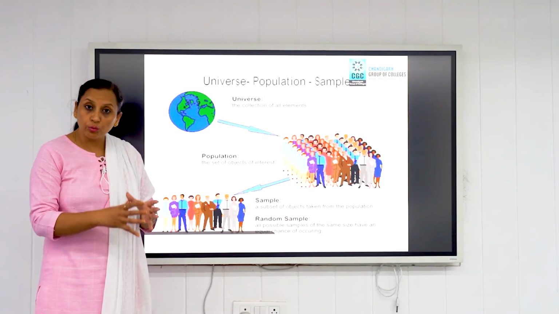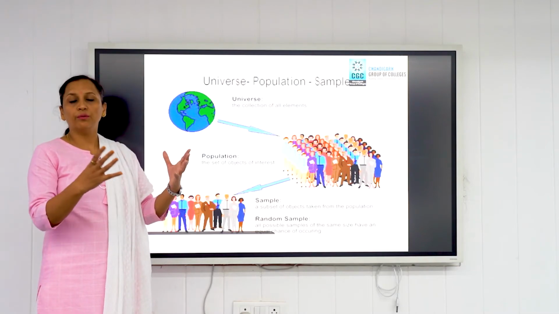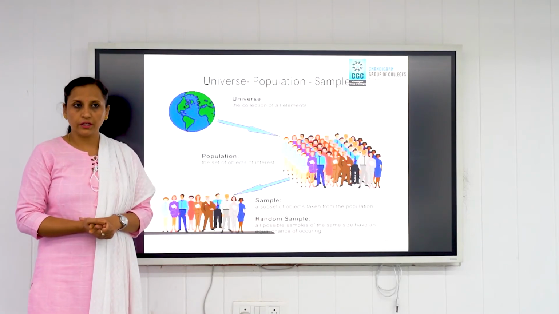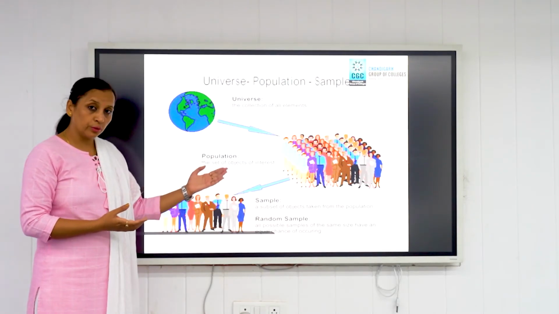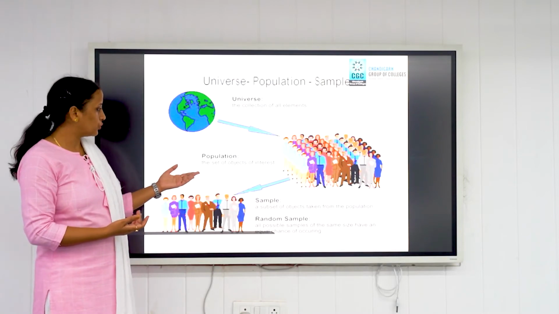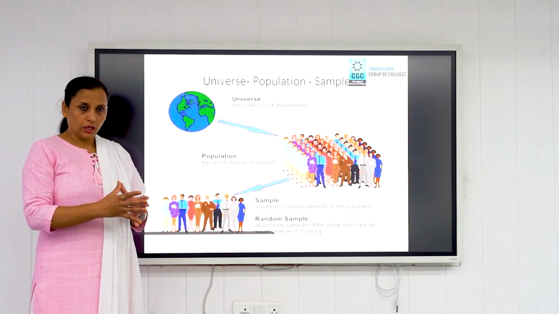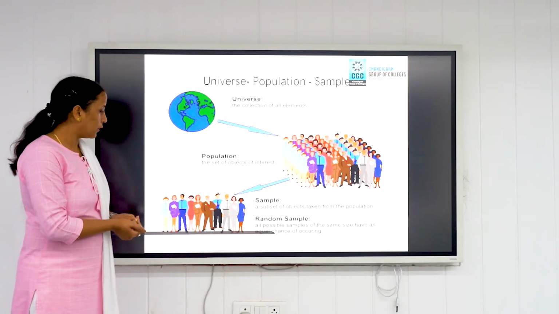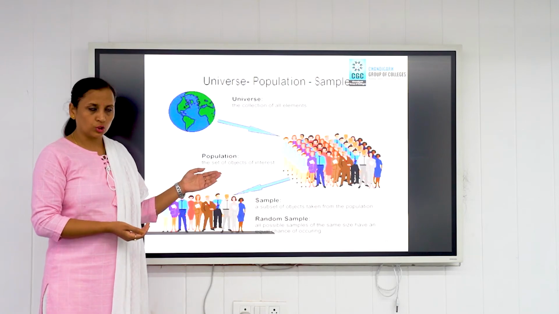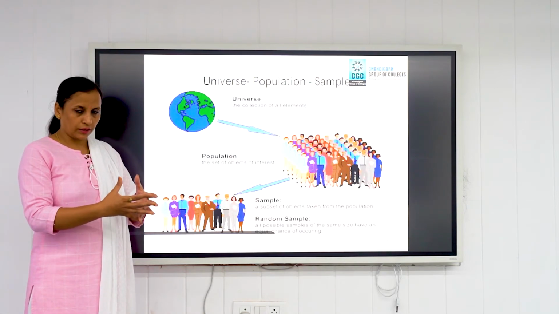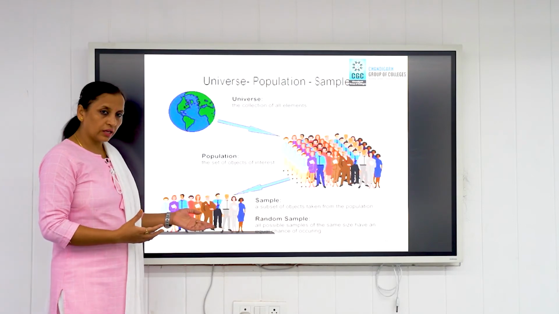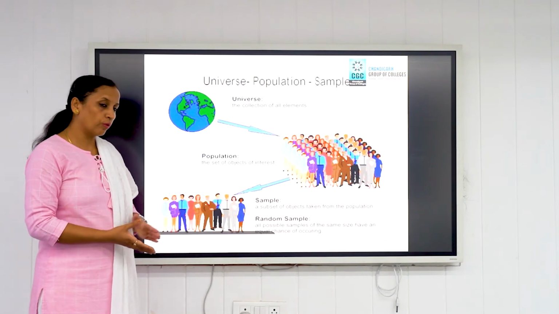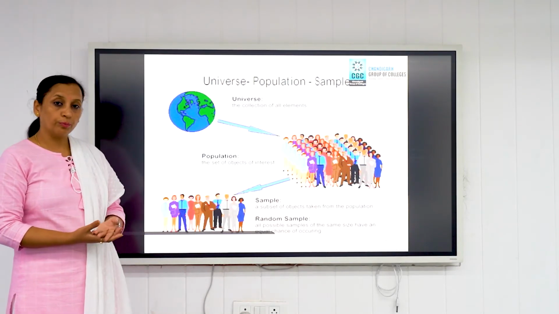Population doesn't mean only human beings. Population means the elements of that particular data, right? Like if we are going to collect income data of government employees, then government employees are the population of that data. After that, it's not possible for us to collect data from the entire set of government employees, so we collect the data through a sample. So what is the sample? A subset of objects taken from the population.